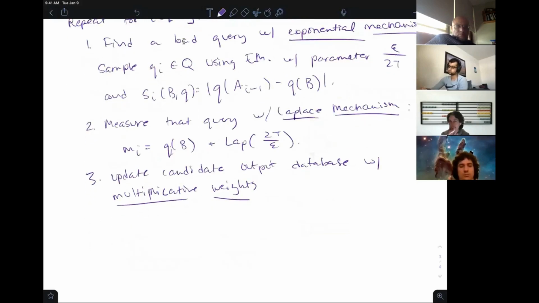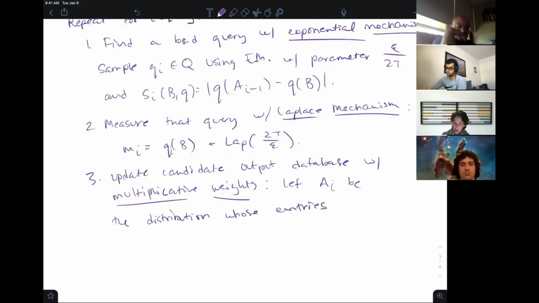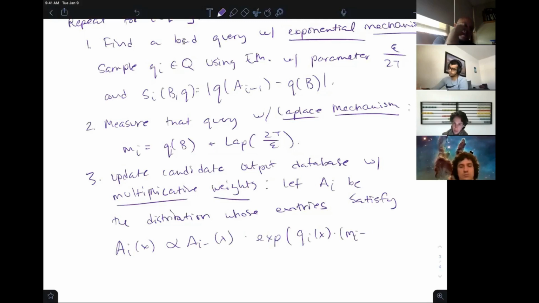If you may have encountered multiplicative weights updates somewhere in your life, if not, I'll just explain the intuition in just a moment. Just let me write it, and then I'll make it make sense. So basically, I take the previous distribution, and, sorry, -1.